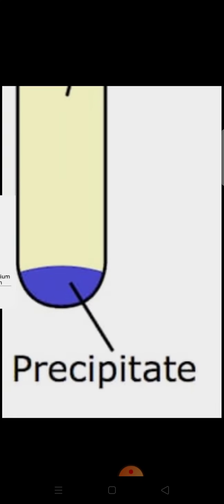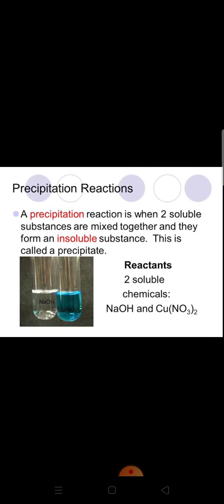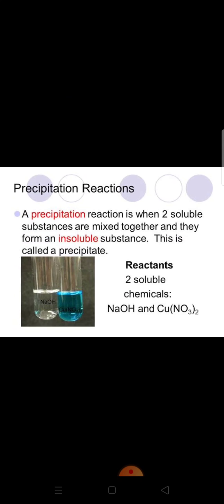Now these both compounds are products and we will get sodium sulfate in the soluble form and the copper hydroxide in solid form. The solid copper hydroxide which we will find at the bottom of the test tube is called precipitate and the reaction is called precipitation reaction.